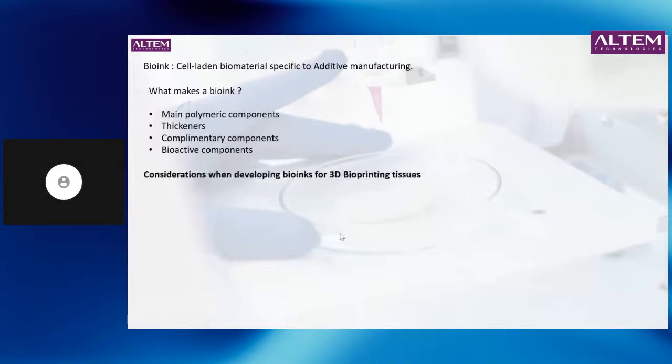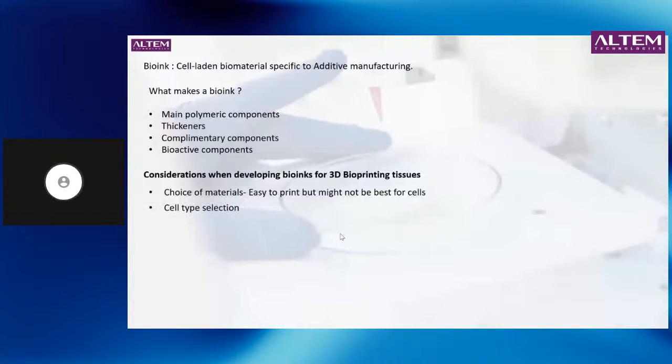Then you have considerations when developing bioink for 3D bioprinting tissue. Choice of material. One thing is the material should be easy to print, but even if the material might be the easiest to print, in terms of a lot of shear, a lot of pressure applied while printing, there are possibilities that the cells might not sustain. So you have to create a good balance between shape fidelity as well as the cell viability, which is the main idea of bioprinting of hydrogels or any biocompatible material.